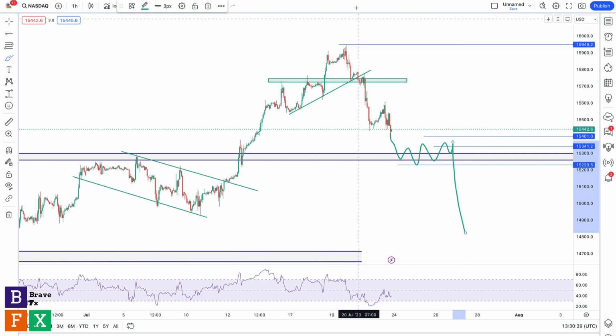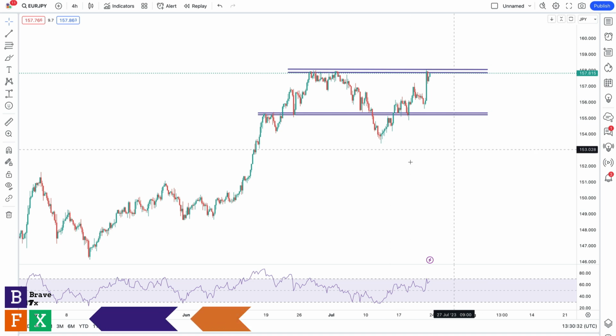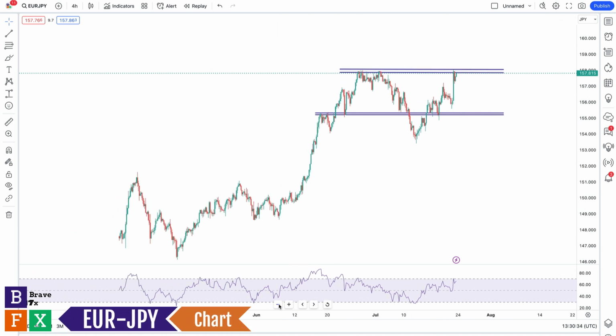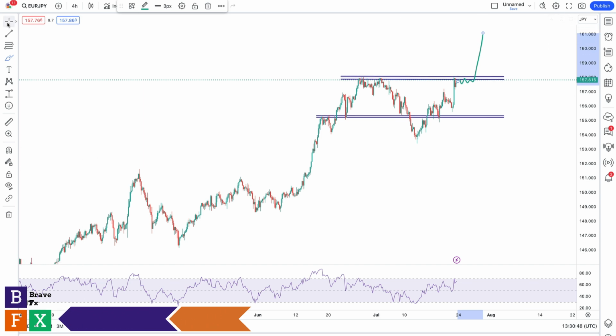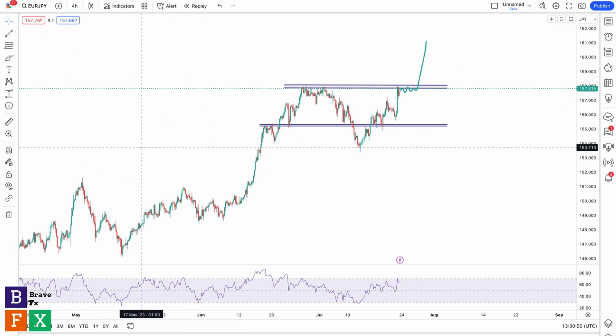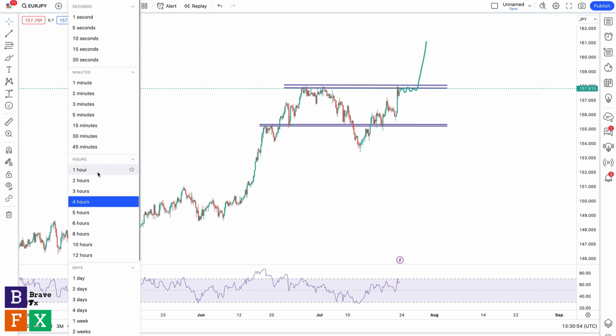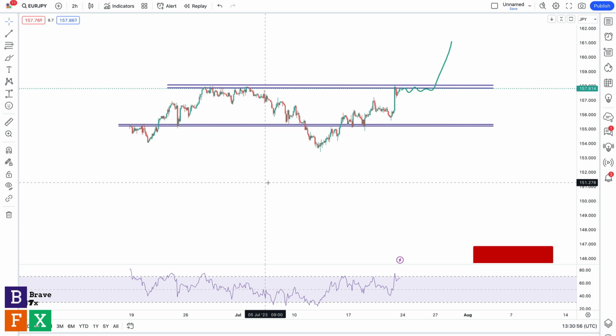Moving on, we're going to talk about EUR-JPY. Nothing much to talk about here other than we are currently trading around a resistance level in a bullish trend. So this is kind of like a no-brainer. I'm going to wait for a consolidation around this price level, right? And then a bullish breakout for me to go long in continuation of the current bullish trend. So this is a 4-hour chart on EUR-JPY. I'm going to go down to the 2 hour chart real quick to show you what I'm talking about.